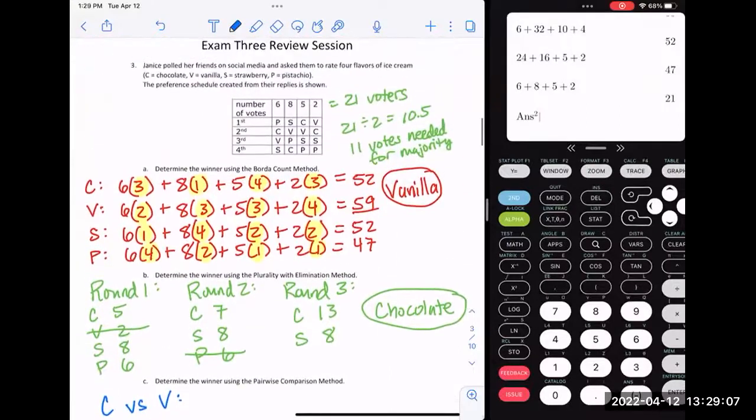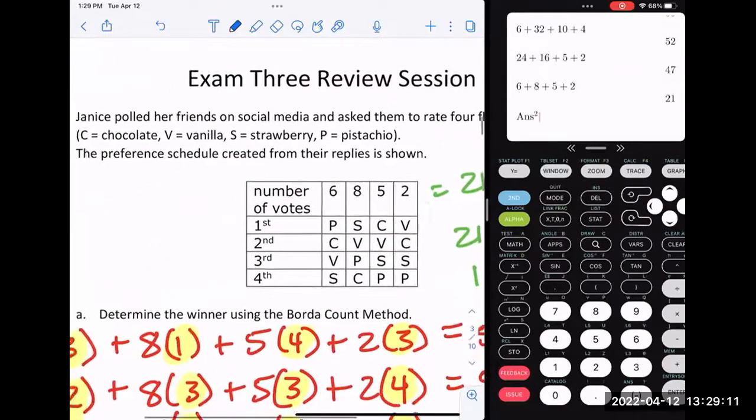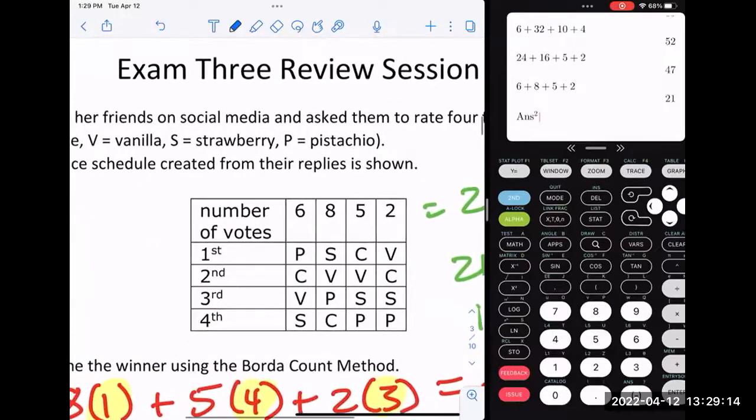So let's start with chocolate versus vanilla. All I'm doing here is looking at my original preference schedule, and I'm looking for where chocolate is listed higher than vanilla. These 6 voters listed chocolate higher than vanilla. These 5 voters listed chocolate higher than vanilla. But these 8 and these 2 actually listed vanilla higher than chocolate.